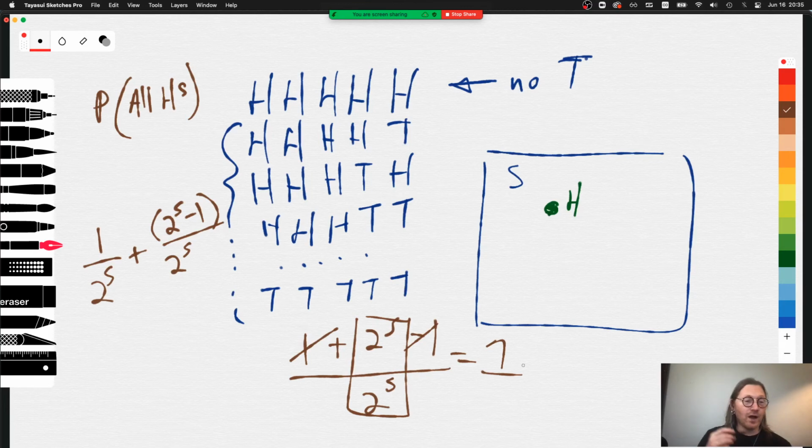So, yes, A plus not A, if we're talking about sets, is going to be the entirety of our sample space. If we're talking about probabilities, the probability of A plus the probability of not A is going to equal 1.